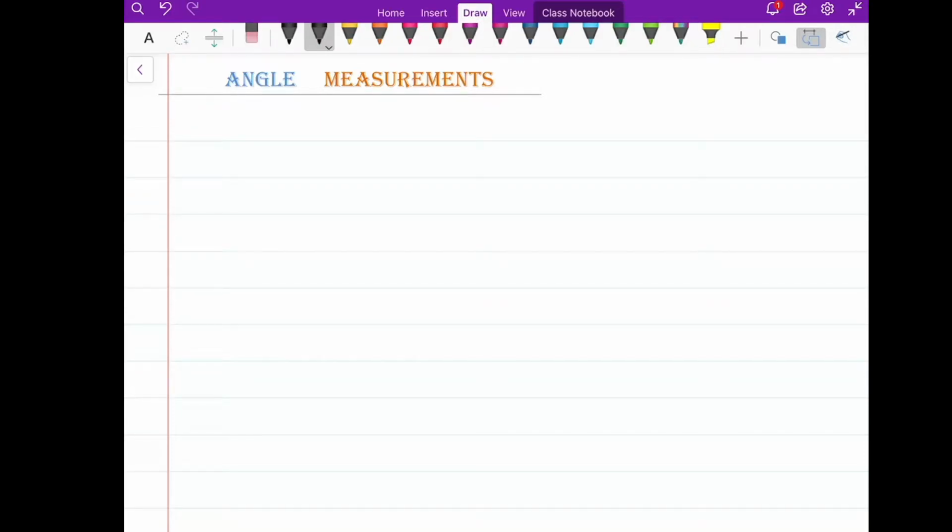This lecture is part of an online course of Calculus 1, and I'm going to talk about angle measurements. Basically, what is an angle? An angle is a combination of two rays, which are basically half lines with a common endpoint. So this is an angle.